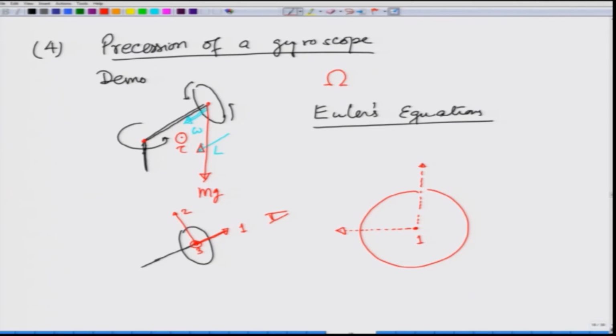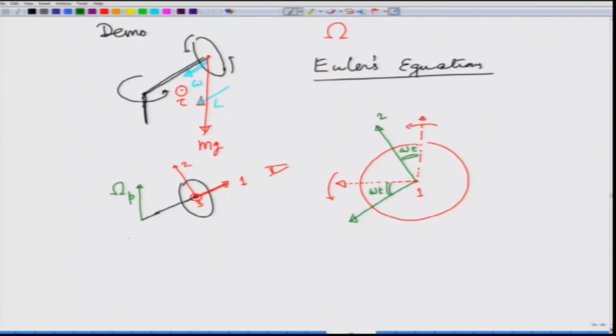Since the wheel is rotating the way it has been shown with that bright green, it is rotating like this. So, after some time the 2 axis will move here and the 3 axis will move here, making an angle omega t like this, and the wheel starts precessing. Let us take the precessing velocity to be omega p. I know I told you earlier that the wheel will be moving out, but omega p will come out to be negative if I take it like this.